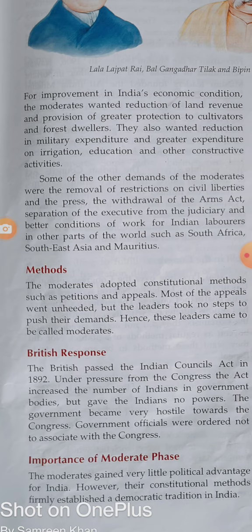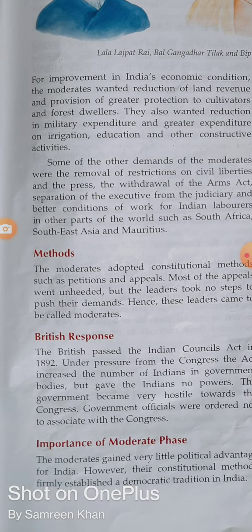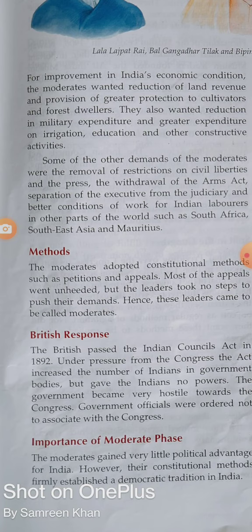Why? Because they were not aggressive. They were only having the conversation and they were only having writings, right? But the leaders took no steps to push their demands. They never thought that they should take some other methods. They should do some other things, right? So hence these leaders came to be called moderates. That is why they are called moderates, because they never thought of taking any strict action against the government, right?